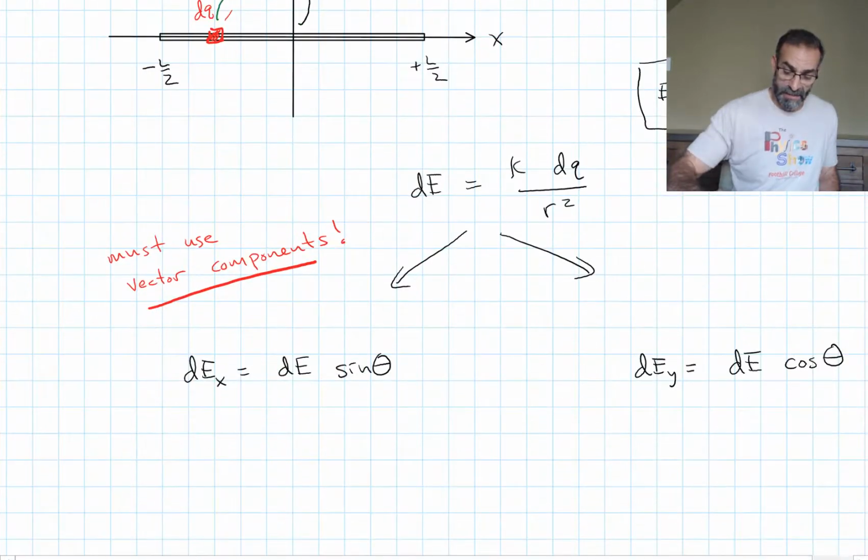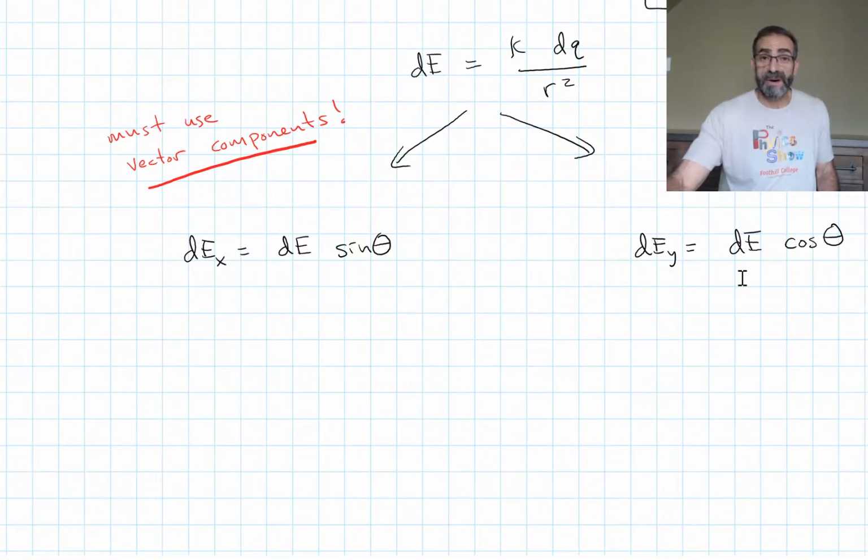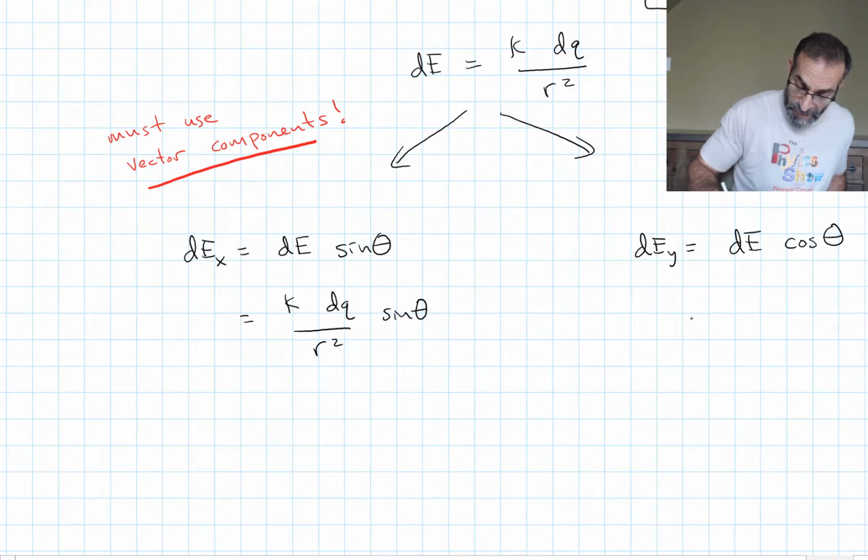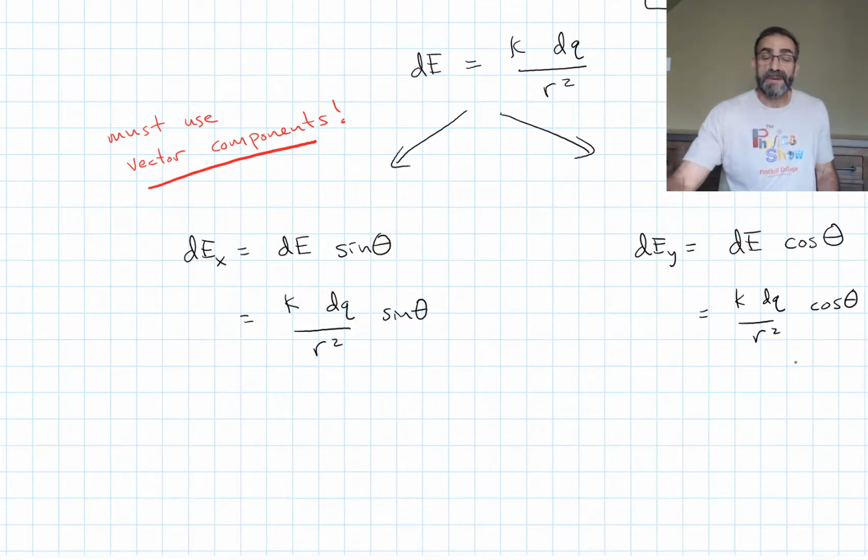Let's take a look at what we've got here. Let's plug in what we know for dE. This is going to be dE, which we know is just K dQ over R squared times sine theta. And this one is K dQ over R squared times cosine theta. We know we're going to integrate, right? Integration is just adding up a whole bunch of things. We're going to integrate this to get the total electric field.